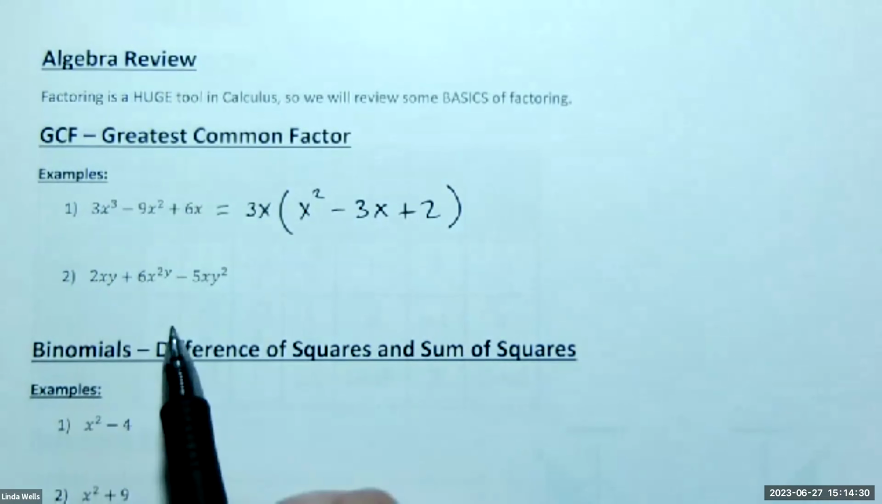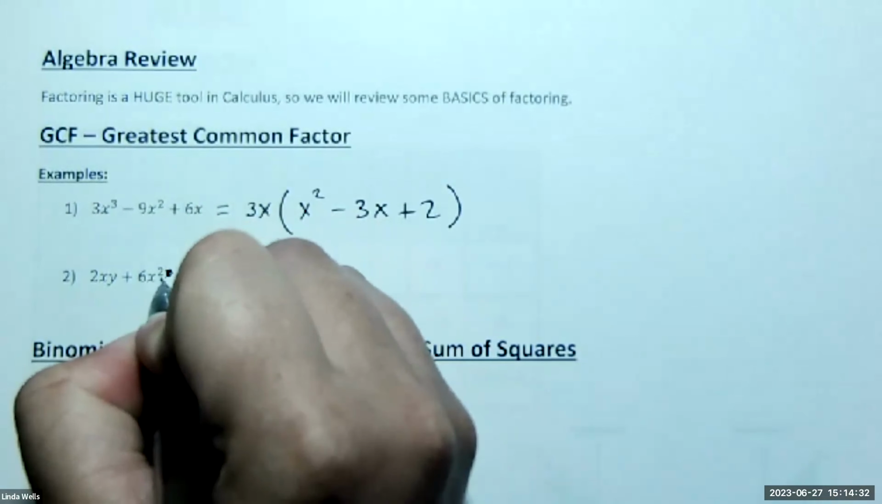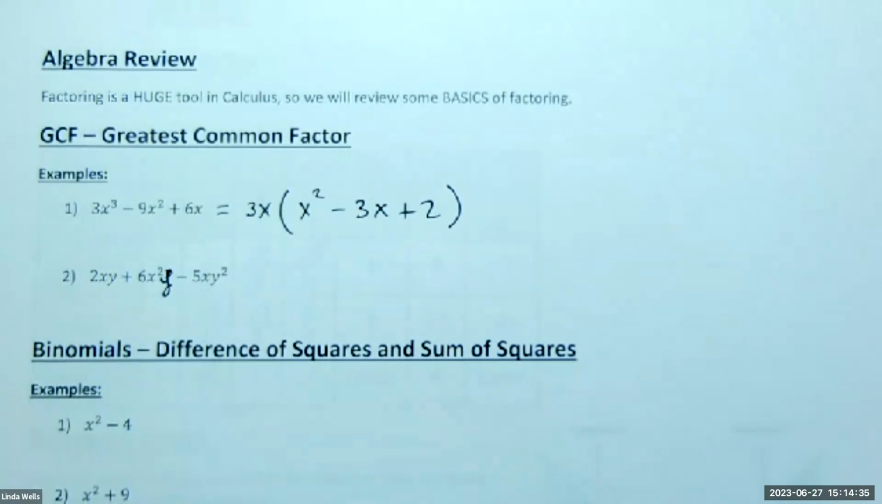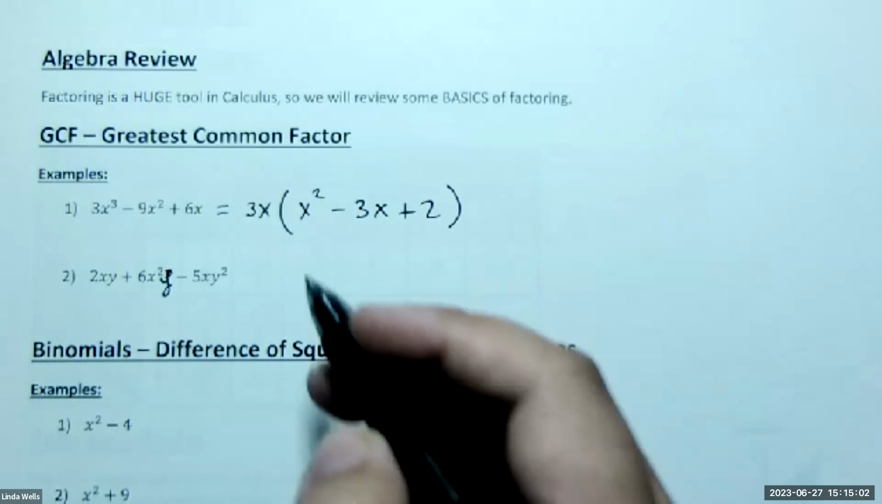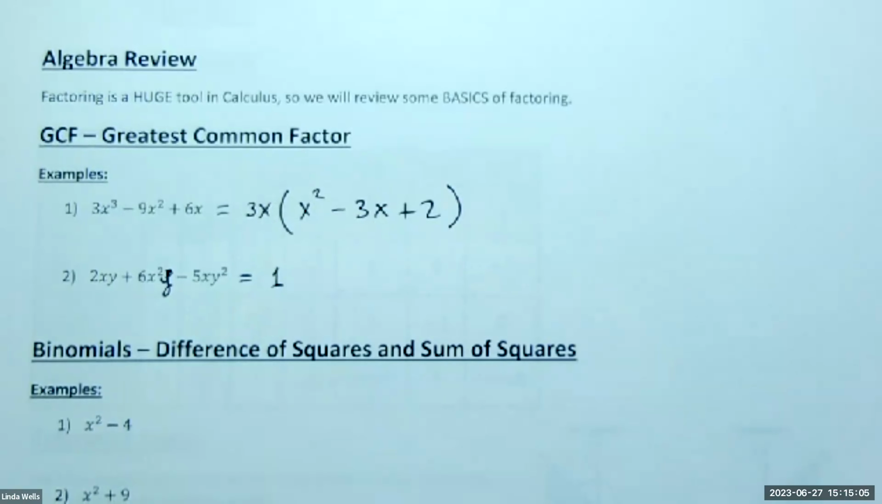The next 3, oh, that is supposed to be a y down here. Typo. All right. What do you see in common between the next 3 terms? Look at the numbers alone. 2, 6, 5. What do they have in common? Just the numbers, 2, 6, and 5. What can they all be divided by? 1. So is there a GCF for the number part? No. But you gotta have something that's divisible into all of them. In this case, there's nothing. If it helps you, go ahead and write the 1 to keep track of it.